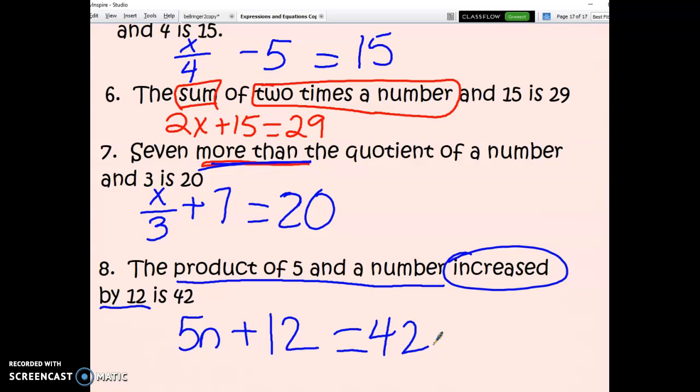So there are your examples. You guys will have 2 assignments today. One's going to be some word problems. The other is going to be a mystery that you guys will try to solve. I will post both of those shortly.